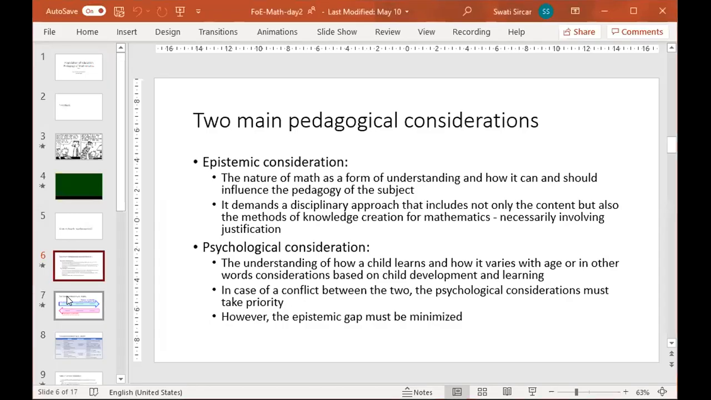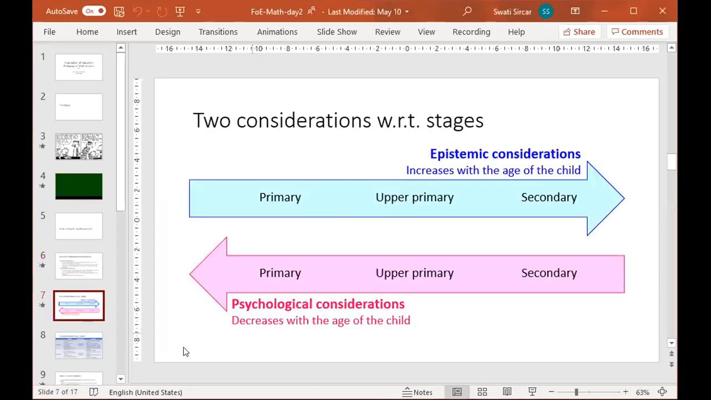Now, this is what happens as the child grows up. Epistemic considerations increase and psychological ones decrease. So the older the child, you focus more on the math, the nature of math, etc. And the gap between the teacher and the student decreases, because the student is already an adult and the child is getting closer to that. In some ways, it does become a bit easier.